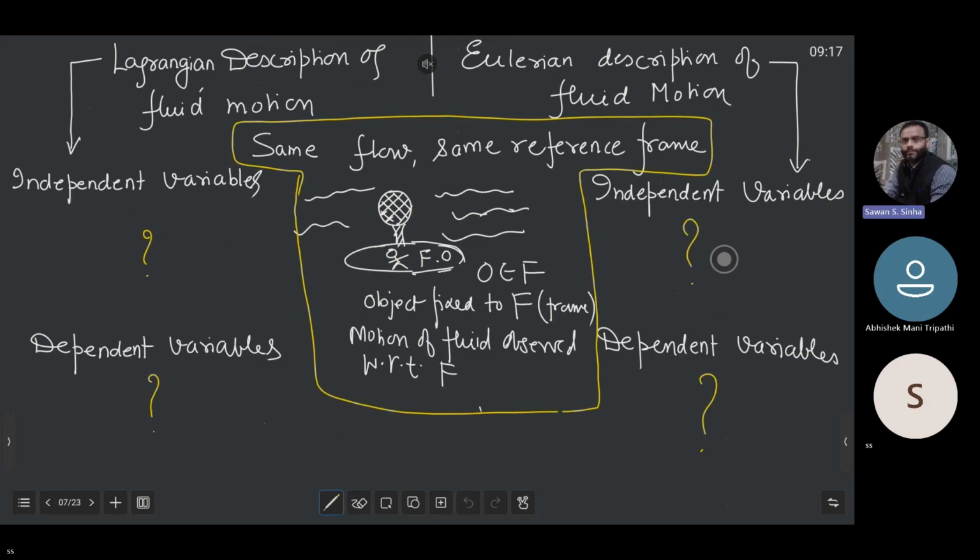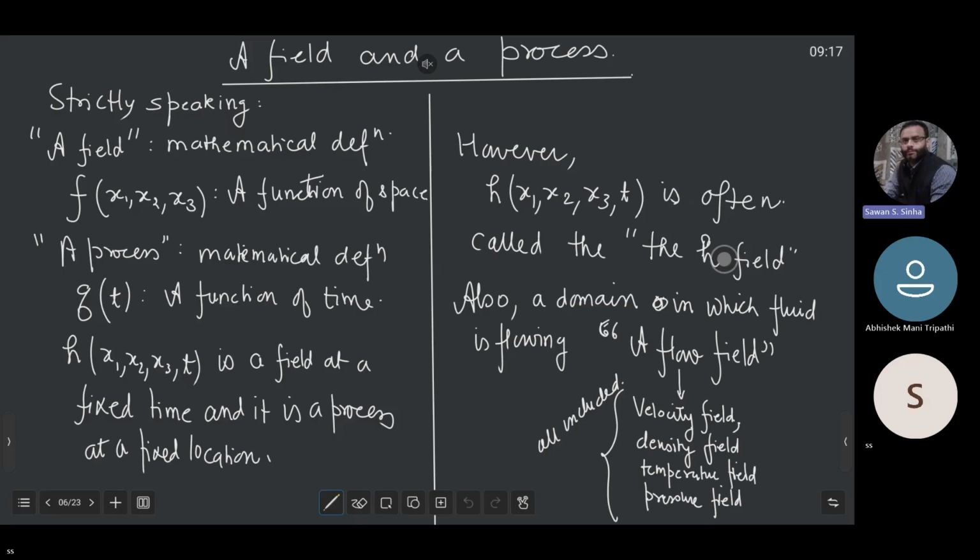Before that, a few definitions I want to mention: a field and a process. I'll use these words quite often from now onwards, so I thought I should first explain what I mean by them. Strictly speaking, mathematically, a field is a function which depends on space. If I'm working with a Cartesian coordinate system, x1, x2, x3 are the Cartesian coordinates. I have a function like this, a dependent variable that depends on these independent variables. A function of space is called a field.